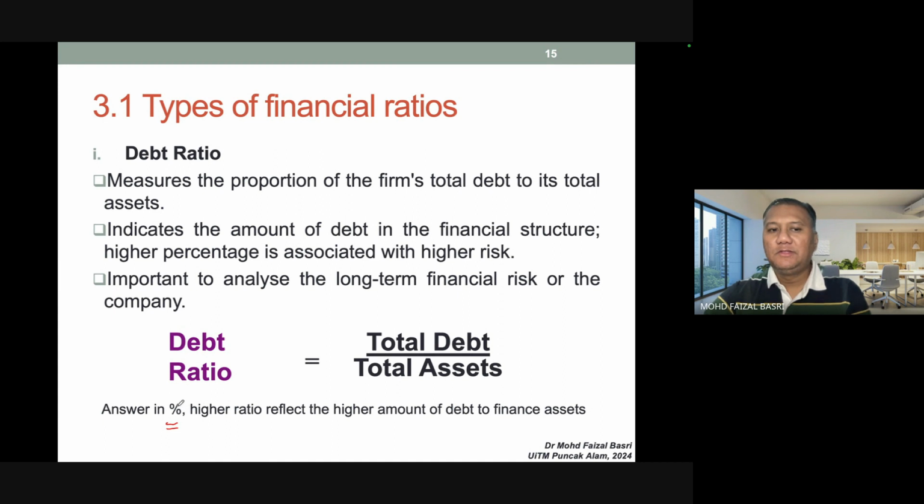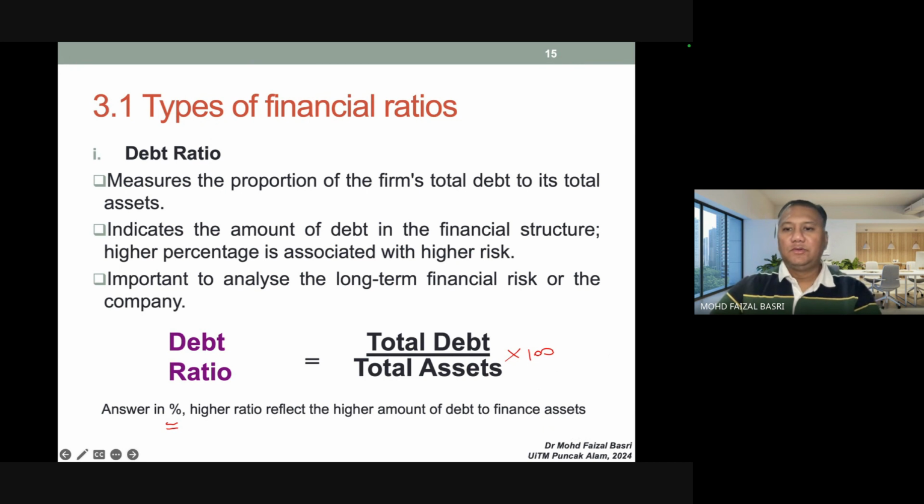So when you see the ratio is in percentage, obviously I didn't write it here, but in order to get it in percentage, you have to multiply by 100. The ratio, you have to multiply it with 100 to get it in percentage. So the higher the ratio reflects the higher amount of debt to finance their assets.